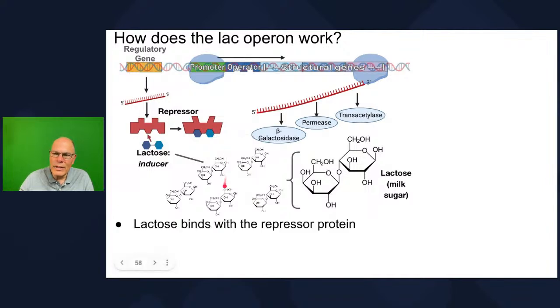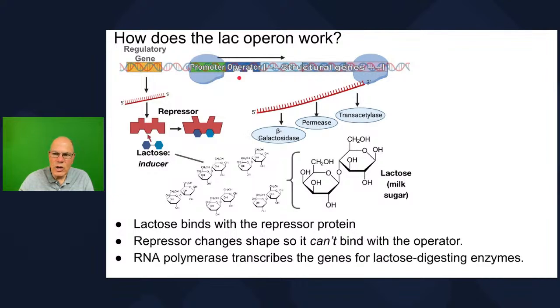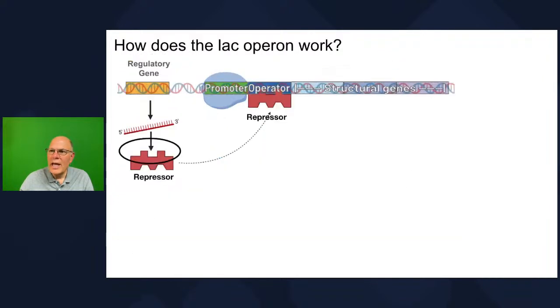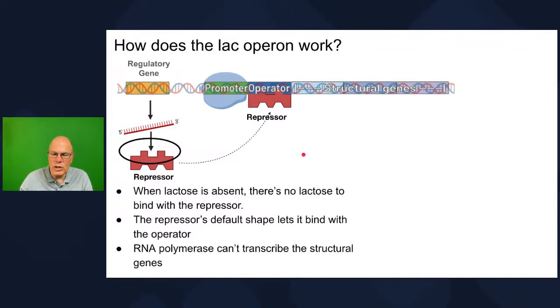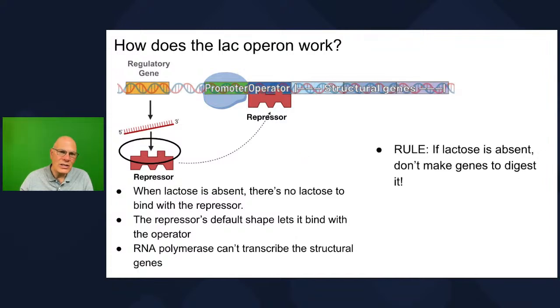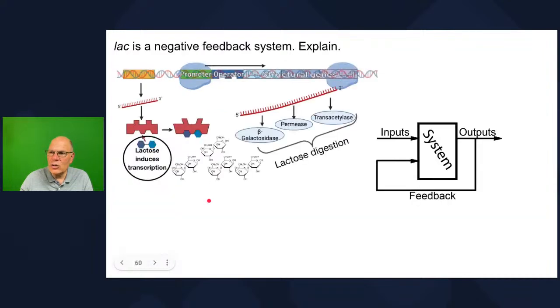And then what will happen is lactose will bind with the repressor protein, and that will keep the repressor protein from binding with the operator. That enables RNA polymerase to transcribe the genes for lactose digesting enzymes. And that is so cool, because when lactose is absent, there's no lactose to bind with the repressor, and the repressor binds with the operator, and we can't transcribe enzymes to digest lactose. That makes so much sense evolutionarily. Why produce enzymes to digest something when it's not there? The repressor's default shape lets it bind with the operator in that case, and RNA polymerase can't transcribe the structural genes. So this has a different rule. If lactose is absent, don't make the genes to digest it. And that makes lac an inducible operon, because lactose acts as the inducer.